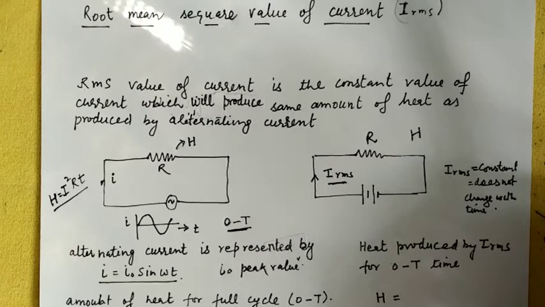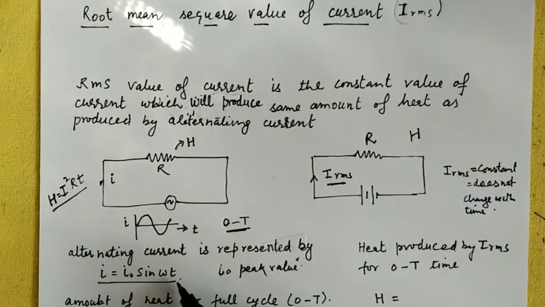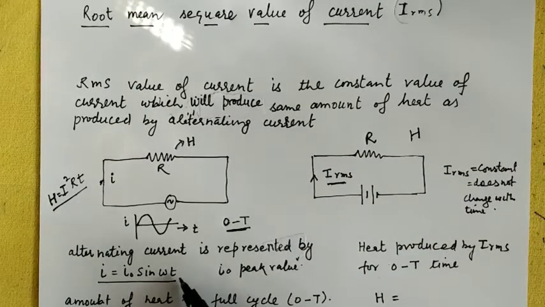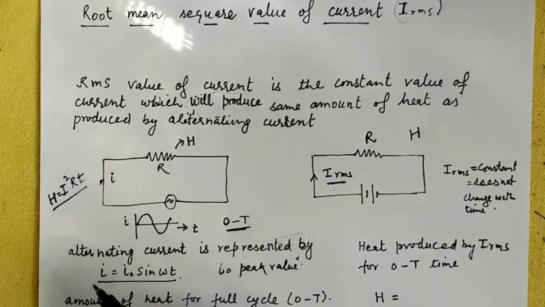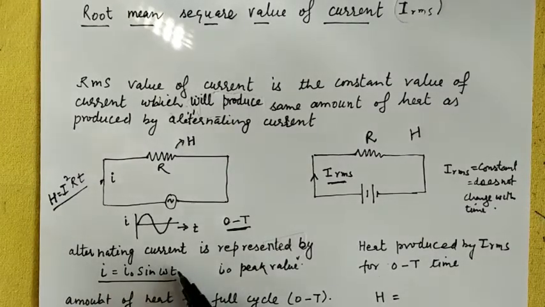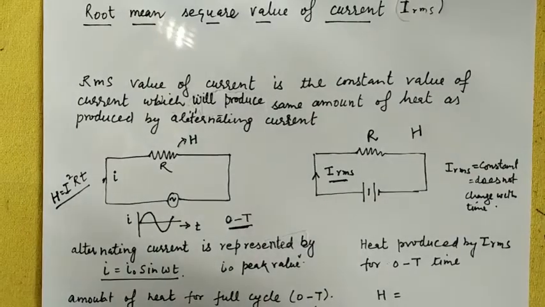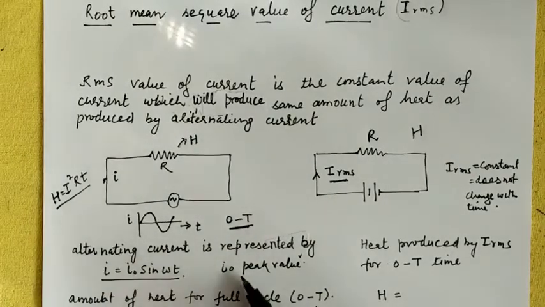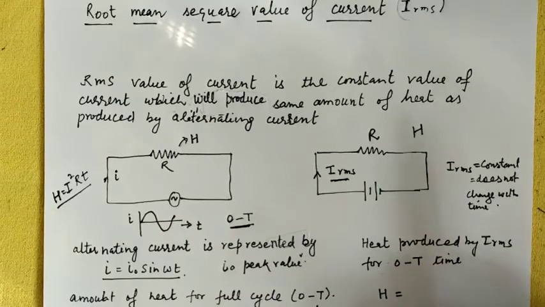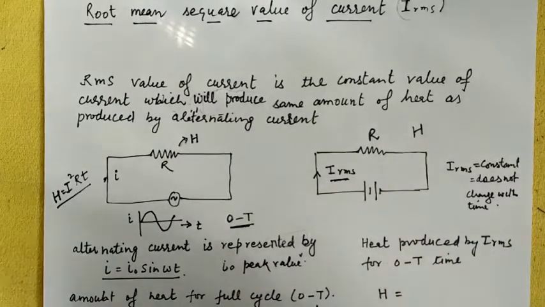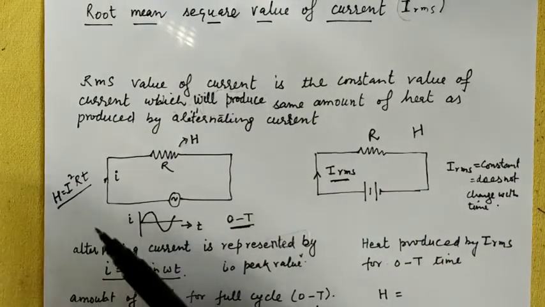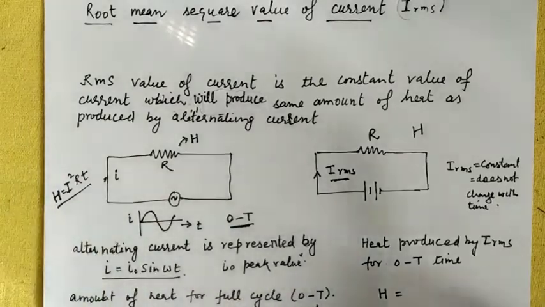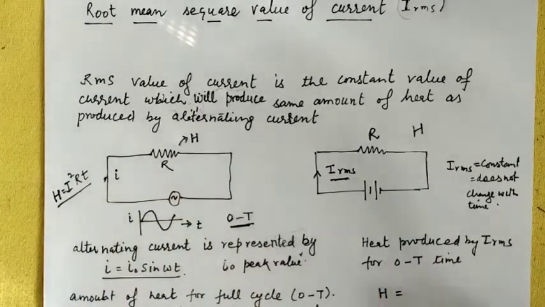So here, mathematically alternating current is represented by I is equal to I naught sine of omega t. Here I naught is the peak value of the current. Now here we cannot use this direct formula to find out the heat produced in this case.